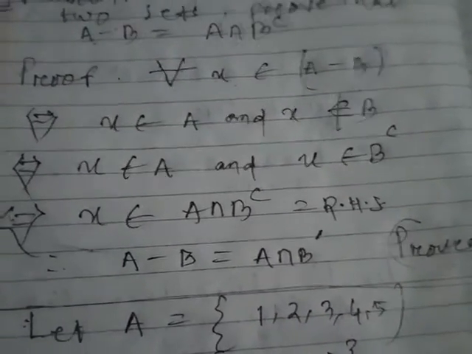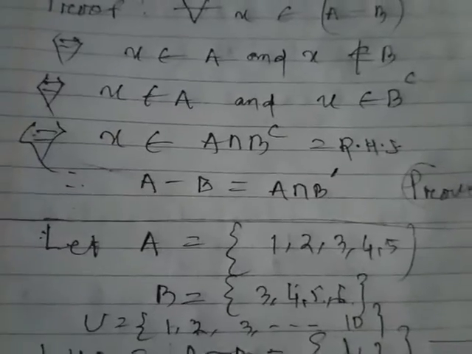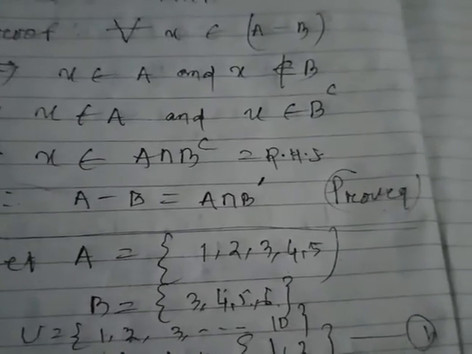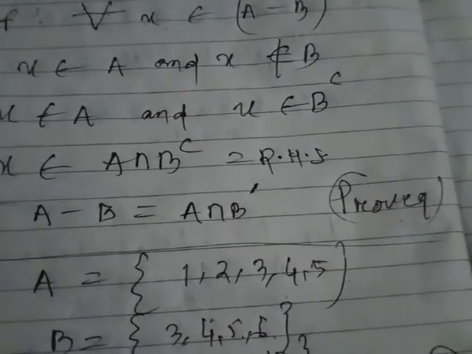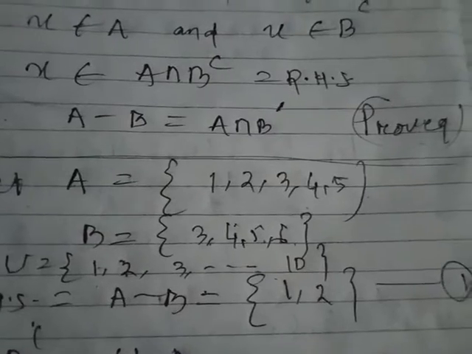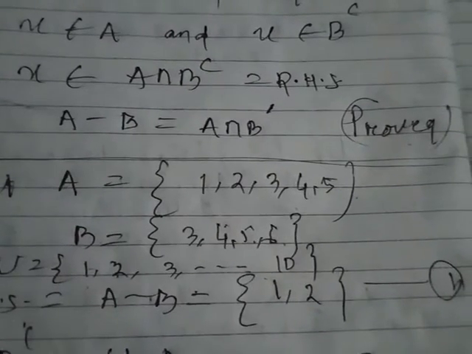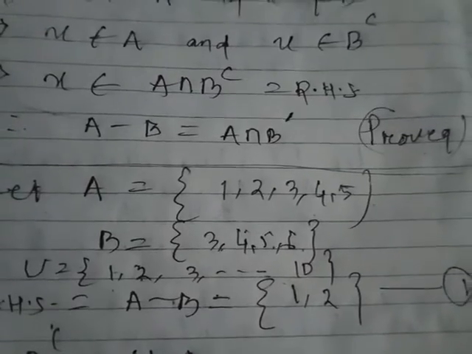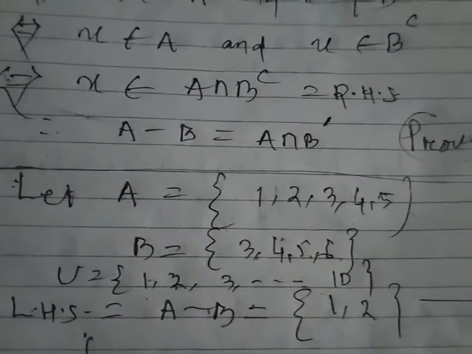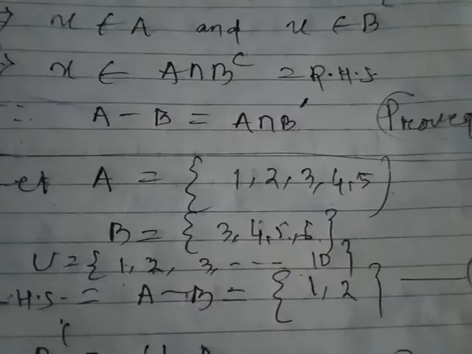With the help of an example, can you prove it? Let us prove this statement with the help of an example. Here I am taking in set A the elements 1, 2, 3, 4, 5. The elements of B are 3, 4, 5, 6. And the universal set I have taken the elements 1, 2, 3, 4 up to 10. So three sets are taken. Now LHS is A difference B.